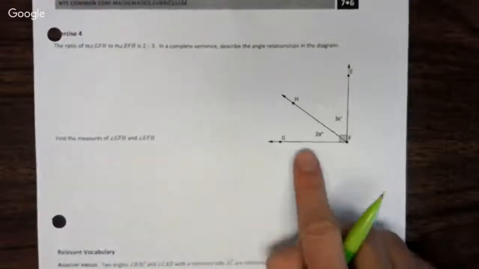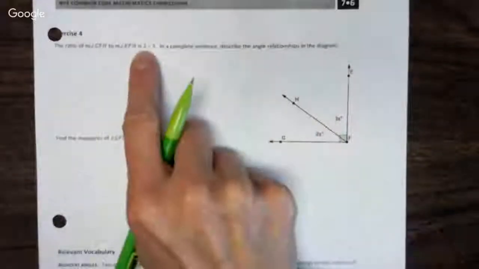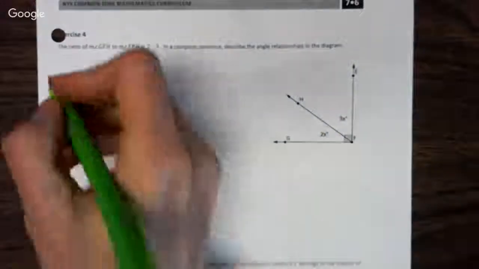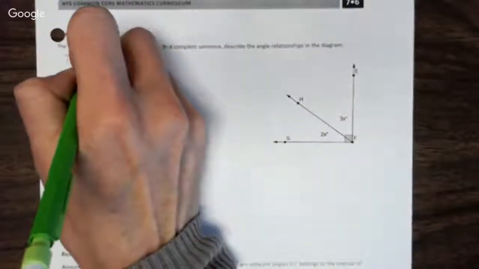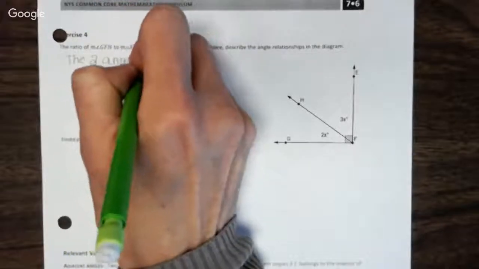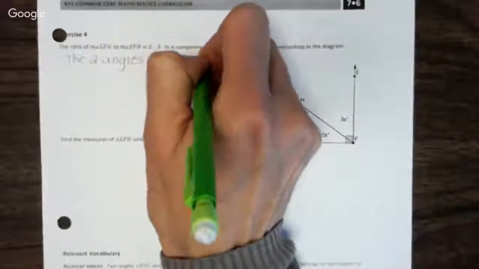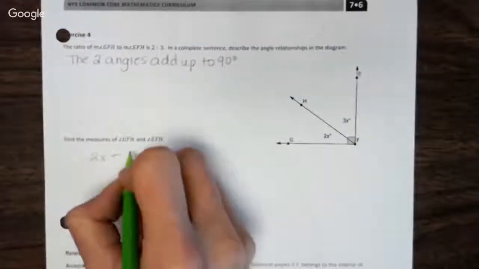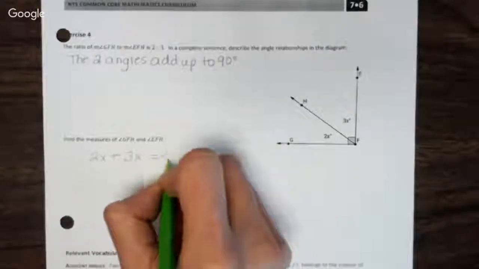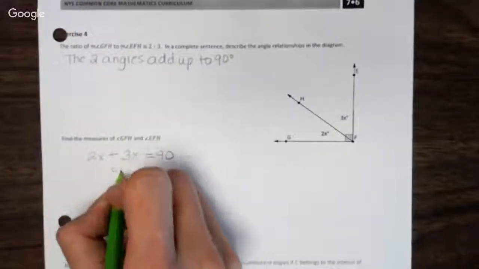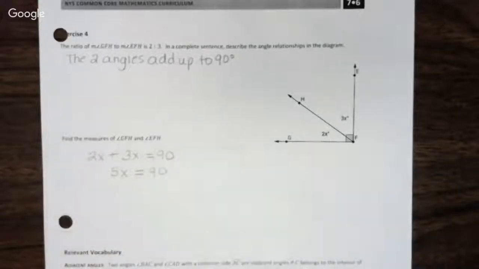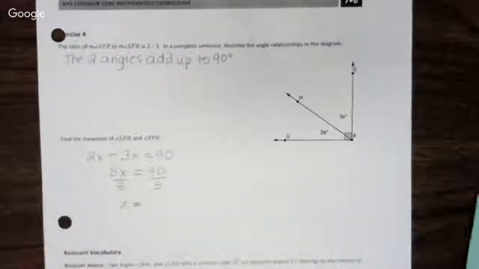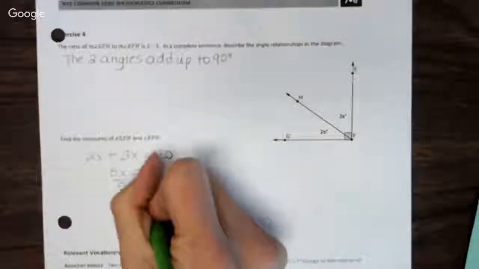All right, so this relationship is already labeled 2x to 3x because that's the ratio. We know that it's a 90-degree angle, so those two angles that are next to each other form a 90-degree angle. So the two angles add up to 90 degrees. So let's write the equation. One angle is 2x, the other angle is 3x, and they add up to be 90 degrees. 2x plus 3x is 5x. Divide both sides by 5. So x is equal to 18.